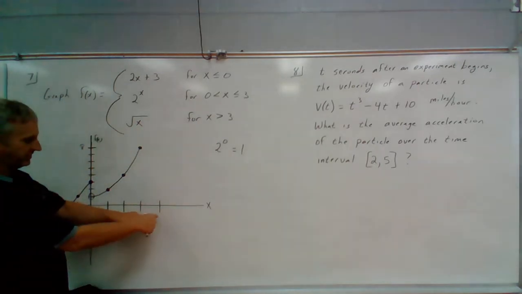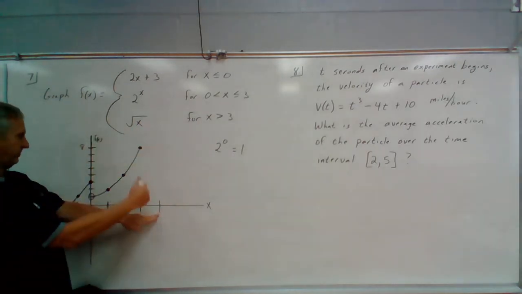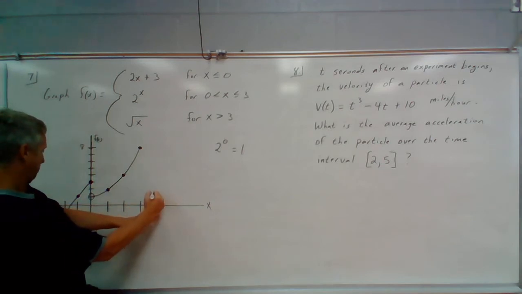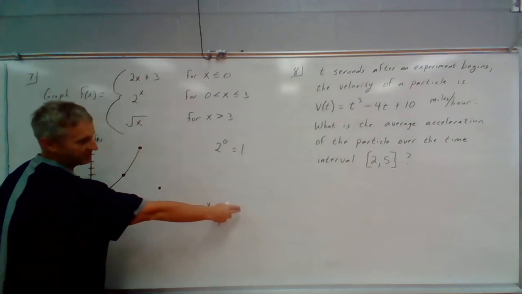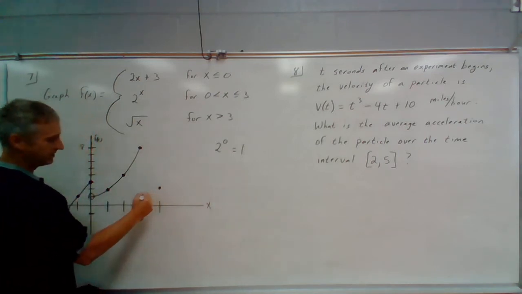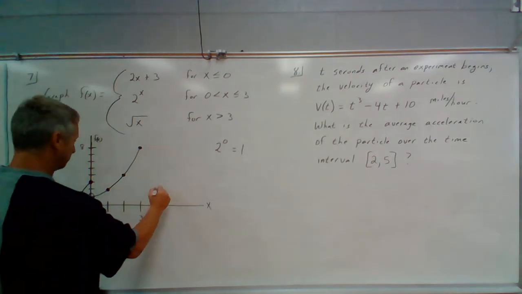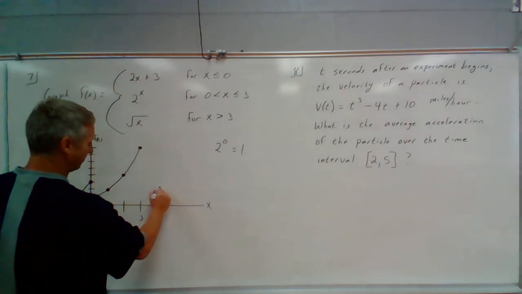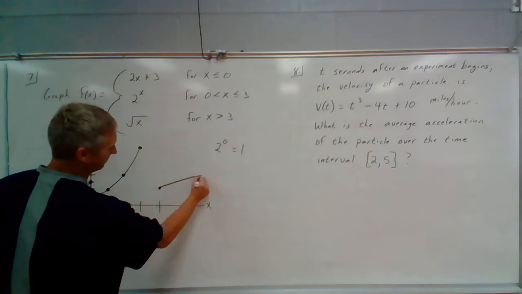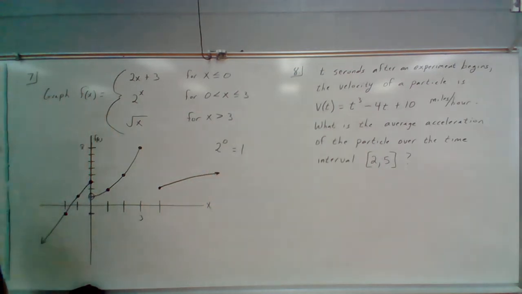If I were to plug in 4, the square root of 4 is 2. So I would get 2. Then 5, 6, 7, 8, 9. If I plug in a 9, I would get a 3. You guys know what the square root function looks like. It looks like this, on out that way forever.